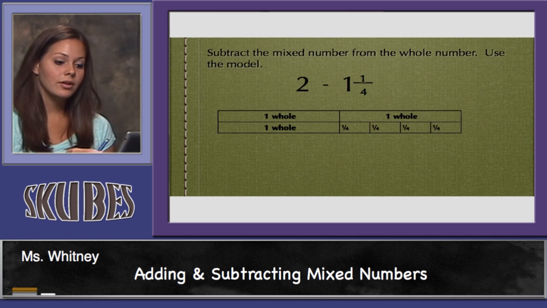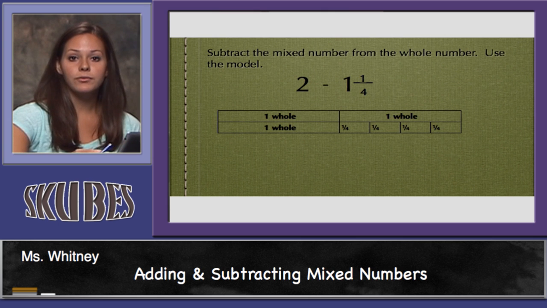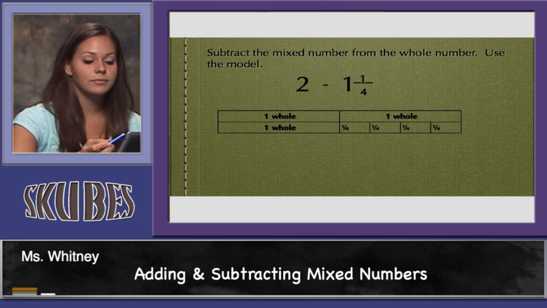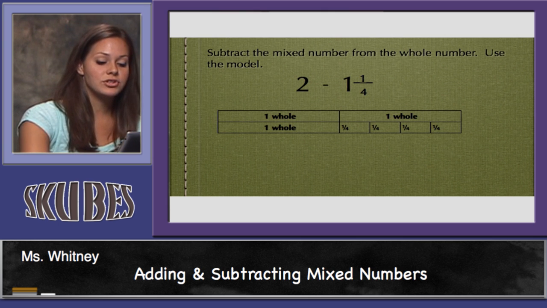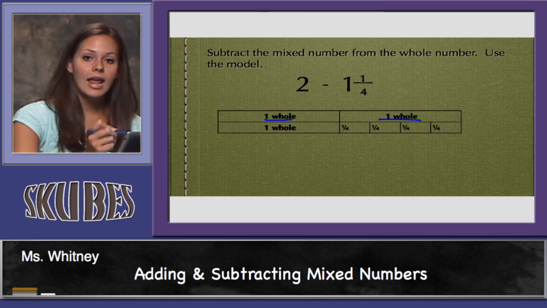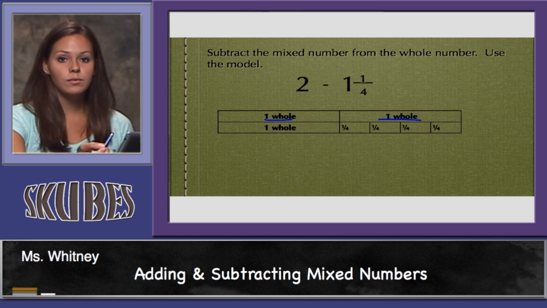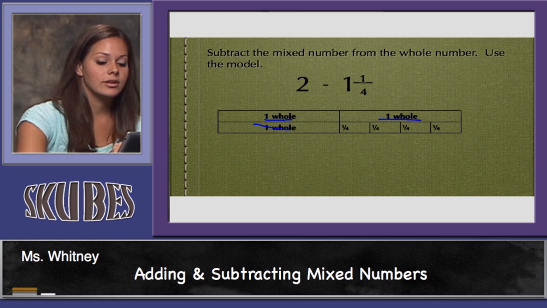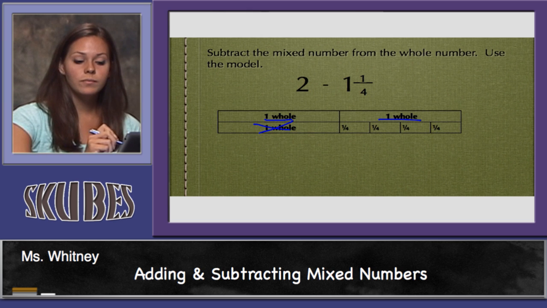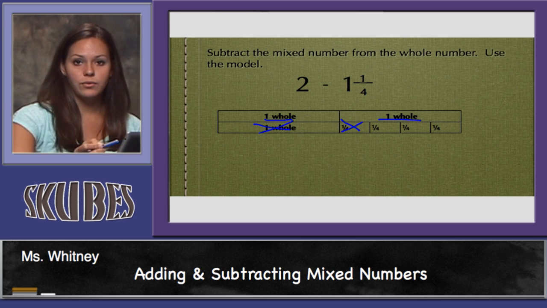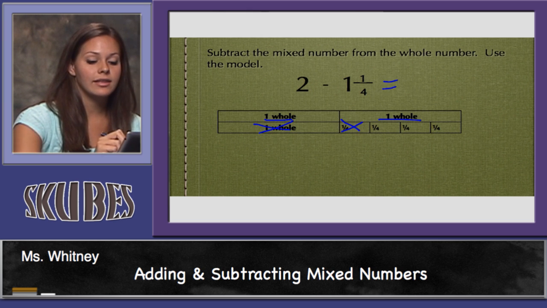Here's another example subtracting the mixed number from the whole number using a model. I start with 2 wholes, and I'm going to take away 1 1/4. Take away 1 whole and 1/4. I am left with 3/4.